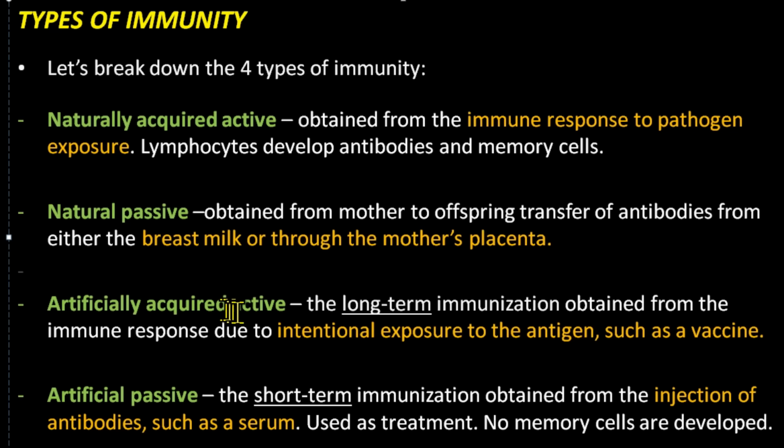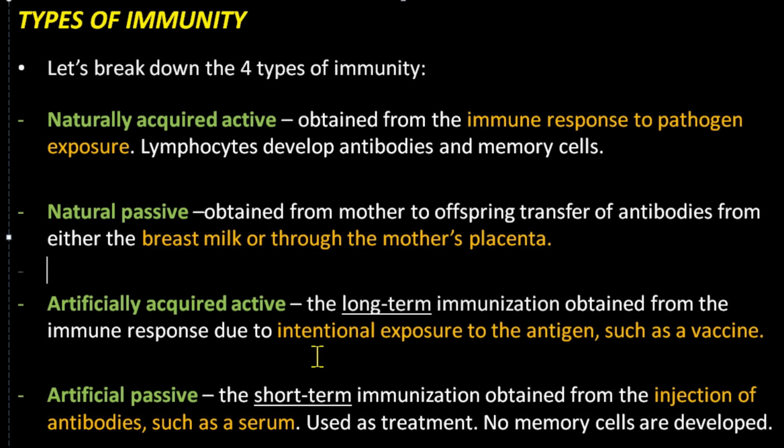Artificially acquired active immunity is long-term immunization obtained mainly through a vaccine. So it's due to intentional exposure to the antigens. Remember, with a vaccine, you introduce a weakened version of the pathogen into the bloodstream. Your body responds to it, produces antibodies, produces memory cells, so you're unlikely to encounter it or be affected by it a second time.